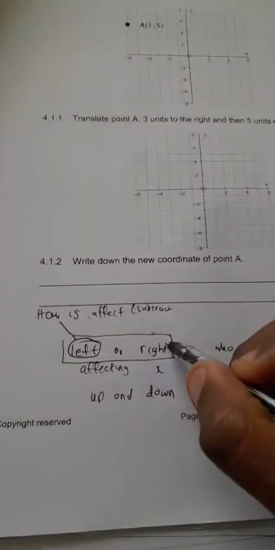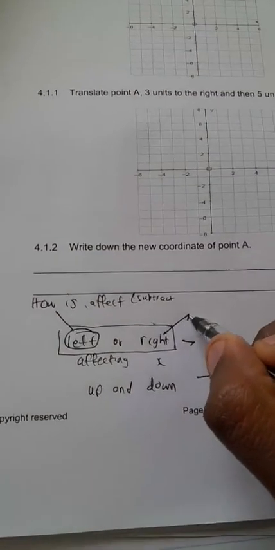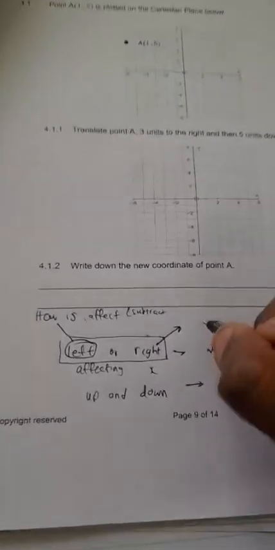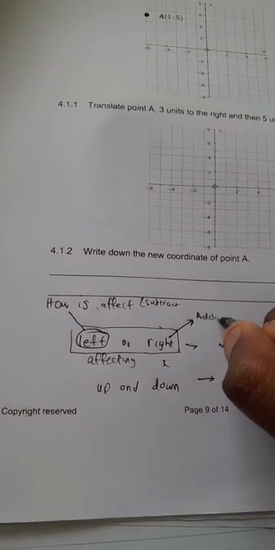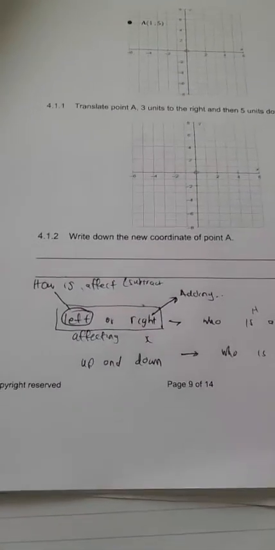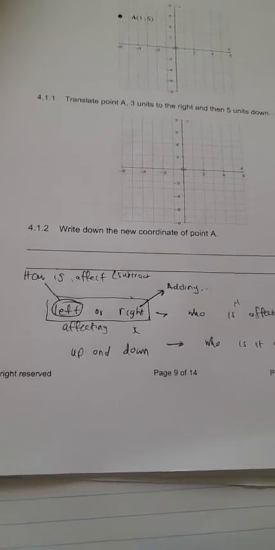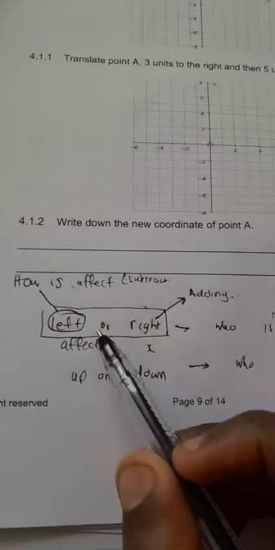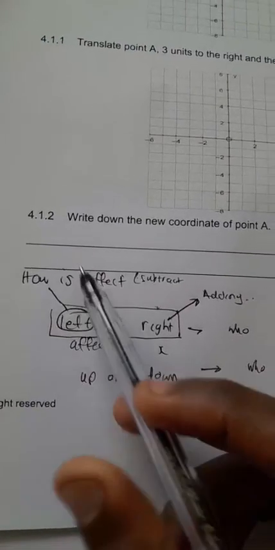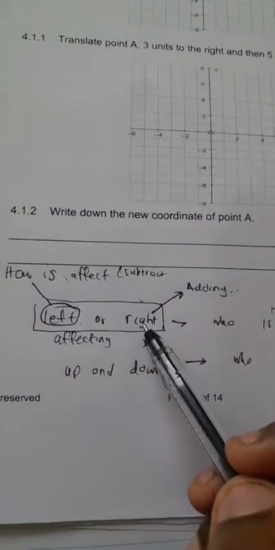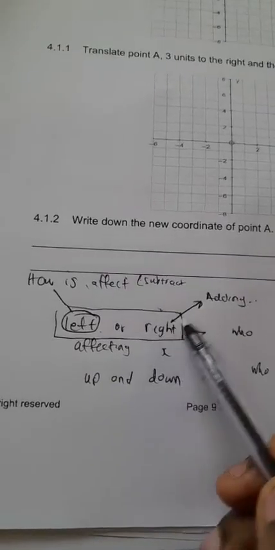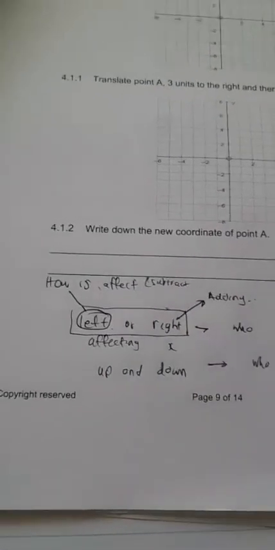The minute we say to the right, how is x affected? It means we are adding. Very important this thing. We are adding to x. Left or right? Who is it affecting? It's affecting x. How is x affected? When we say left, it means we subtract. The minute we say to the right, it means we are adding.